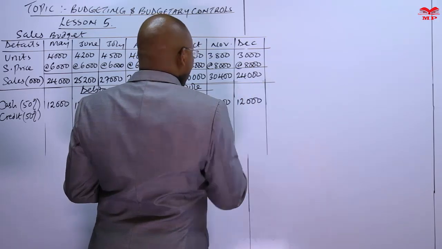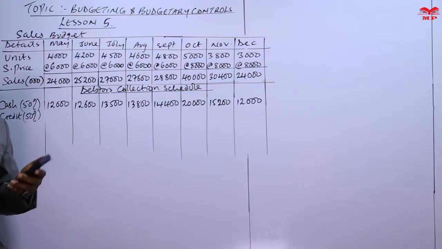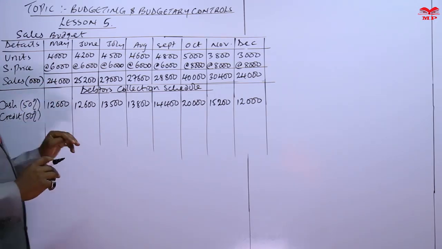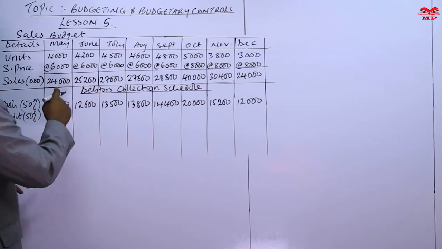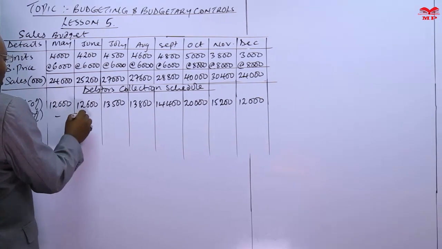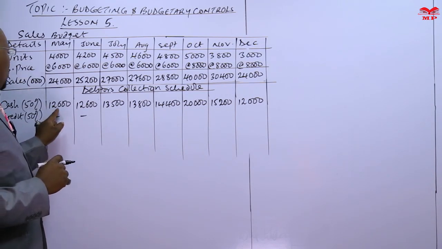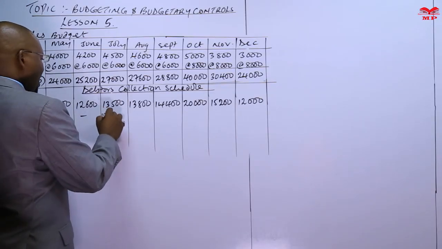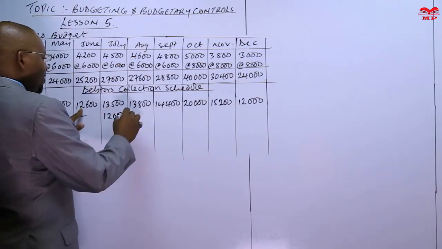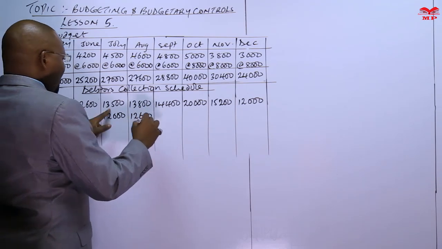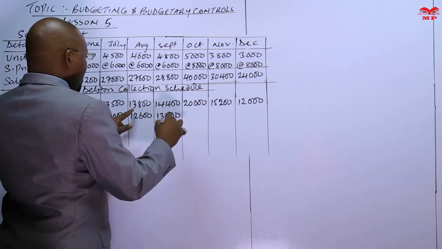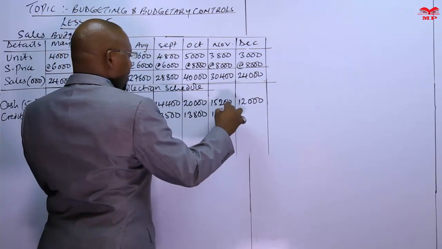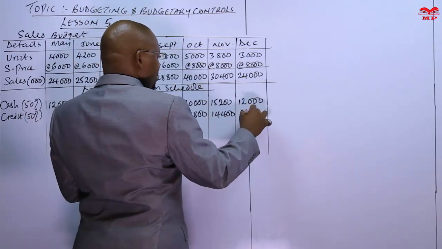Now that is to be collected the same month, but the credit is to be paid after 2 months, meaning the other half of the month of May, which is 12,000, is to be collected after 2 months. So we expect this one to be collected here, which is the month of July. So we push this 12,000, the other half, to be collected there, 12,600 to be collected after 2 months, 13,500 after 2 months, 13,800 after 2 months, 14,400 after 2 months, and you have 20,000 after 2 months.